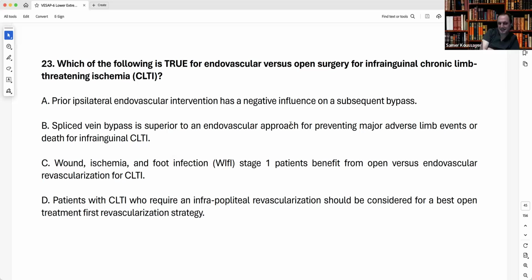No, BEST-CLI is, first came the BEST-CLI trial, and it showed that if you have a good saphenous vein, surgery is better than endovascular. Okay?